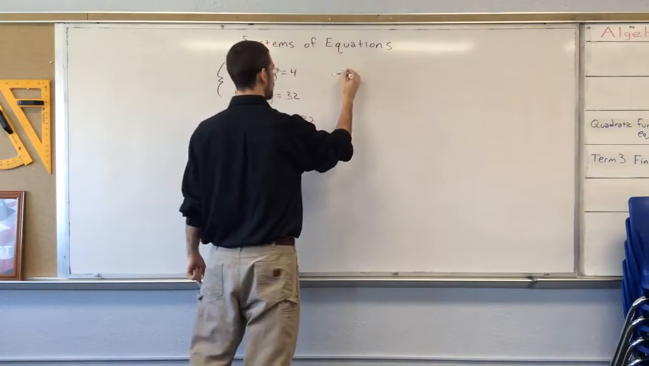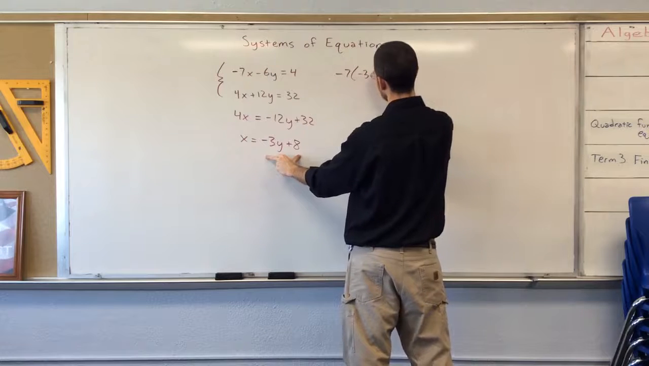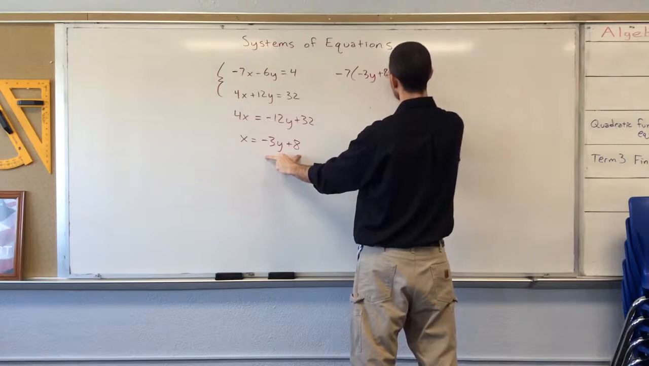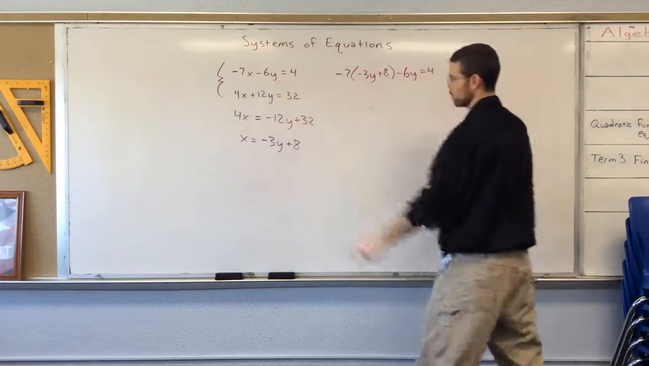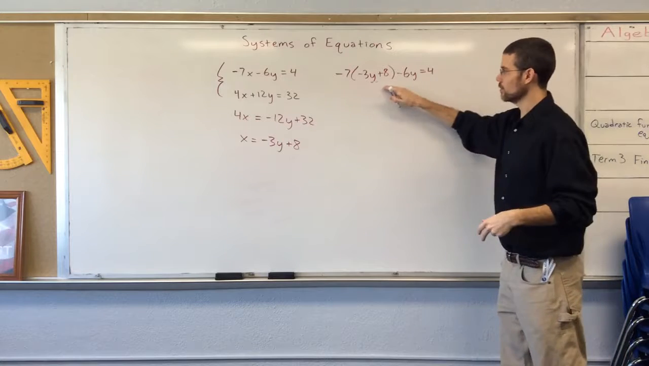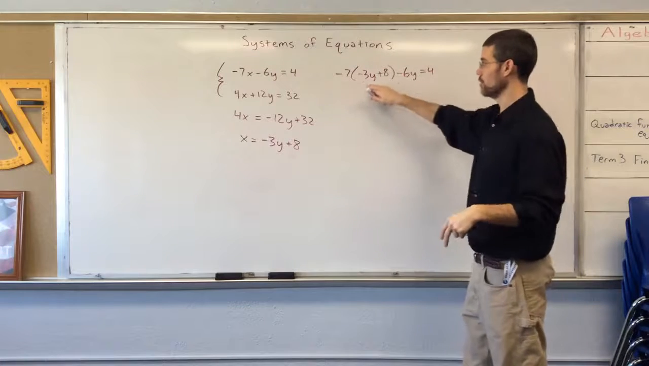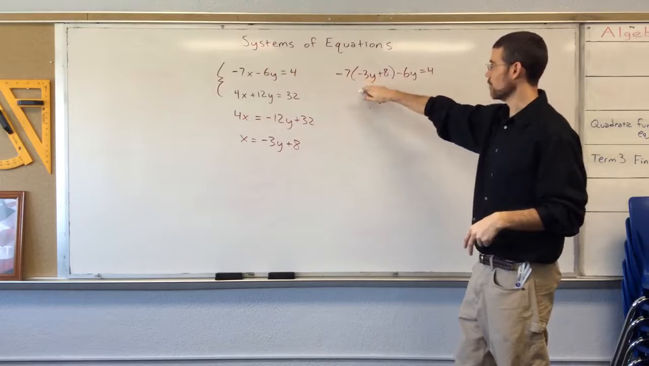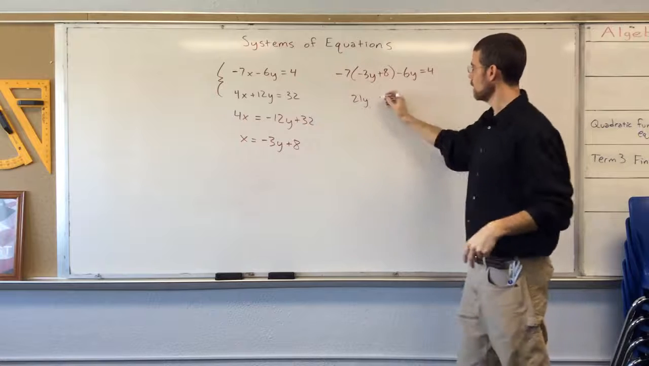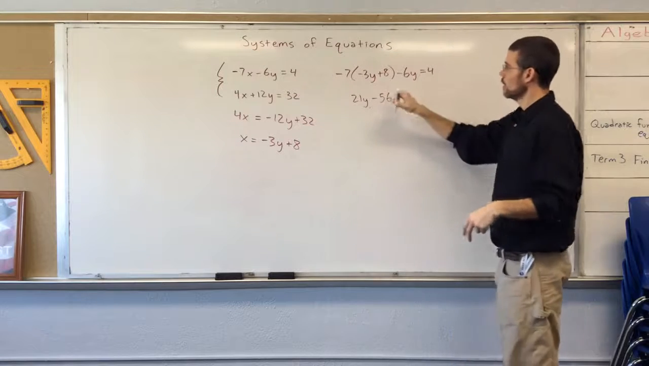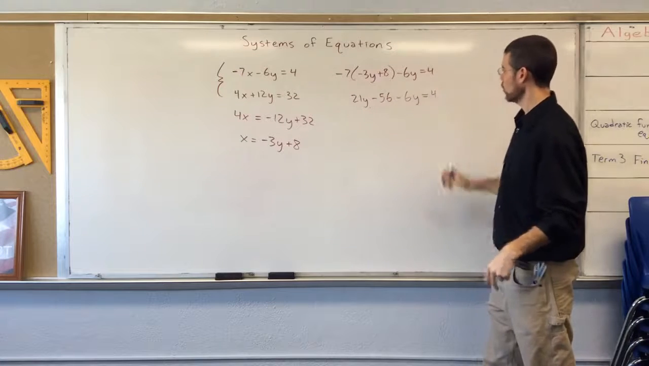All right, let's do that. -7 times, instead of x, this expression, -3y plus 8. And then we write the rest of this, -6y equals 4. Excellent. Now, we've got a single equation with a single variable, so we can solve for that variable. Start by distributing -7. -7 times -3y is positive 21y. -7 times 8 is -56. And then we write the rest of this, -6y equals 4.